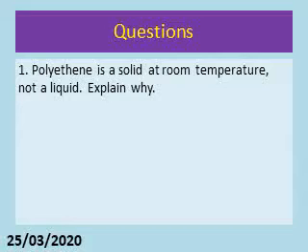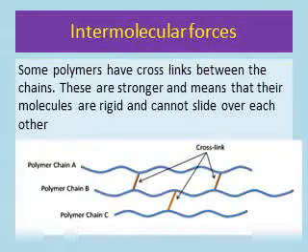So the reason why polythene is a solid at room temperature is because it's being held together by intermolecular forces. But because polythene has such long chains, those intermolecular forces are stronger than in a smaller molecule. So that means that polythene is going to be a solid. Okay, do any corrections that you need to your answer, and let's move on.